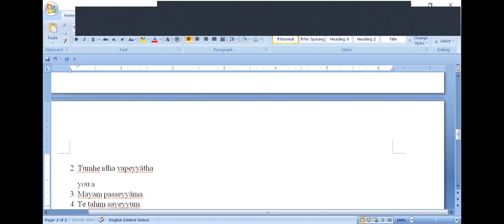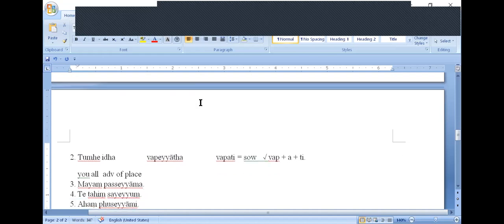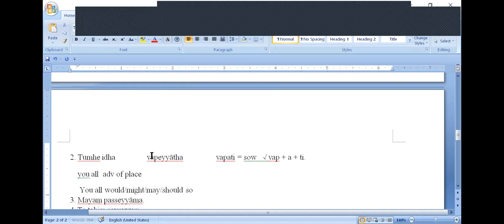Tumhe is second person, so you all. Idha is a place, so a demonstrative adverb. Actually we had better call it just an adverb of place. Wapeya, you all must remember how to find it. Just drop the eyya and you find wapati, which is sow. So the root is wap plus a plus t. Because it is optative, you all would, might, may, should sow here. That's all.